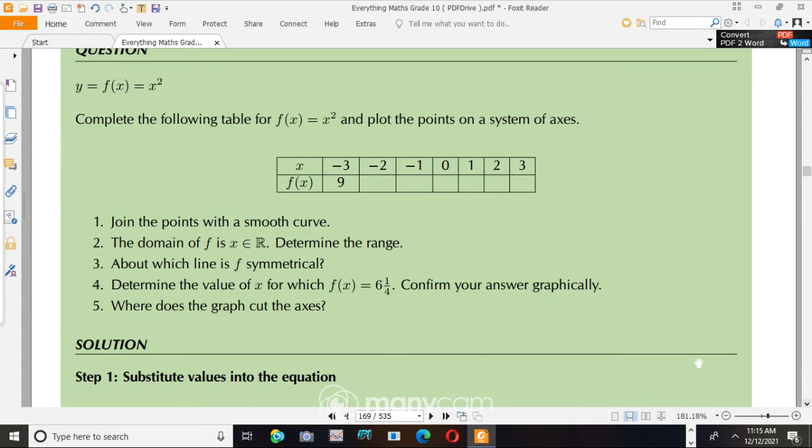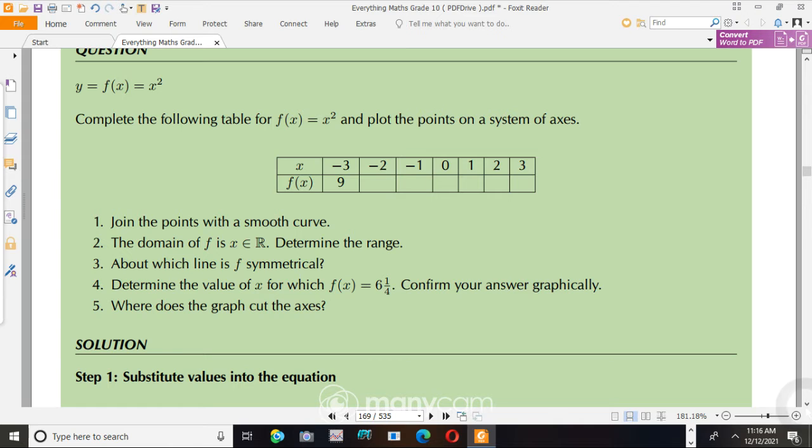Let us start from very elementary and simple. y is equal to f of x, they are the same, so f of x equals x squared. Now complete the following table for f of x equals x squared and plot the points on the x-y axis system. Let us substitute x for minus 3, minus 2, minus 1, 0, 1, 2, 3. After calculating, minus 3 squared is 9, minus 2 squared is 4, minus 1 squared is 1, 0 squared is 0, 1 squared is 1, 2 squared is 4, 3 squared is 9. You can fill in these tables. Join the points with a smooth curve after you plot them on the graph.